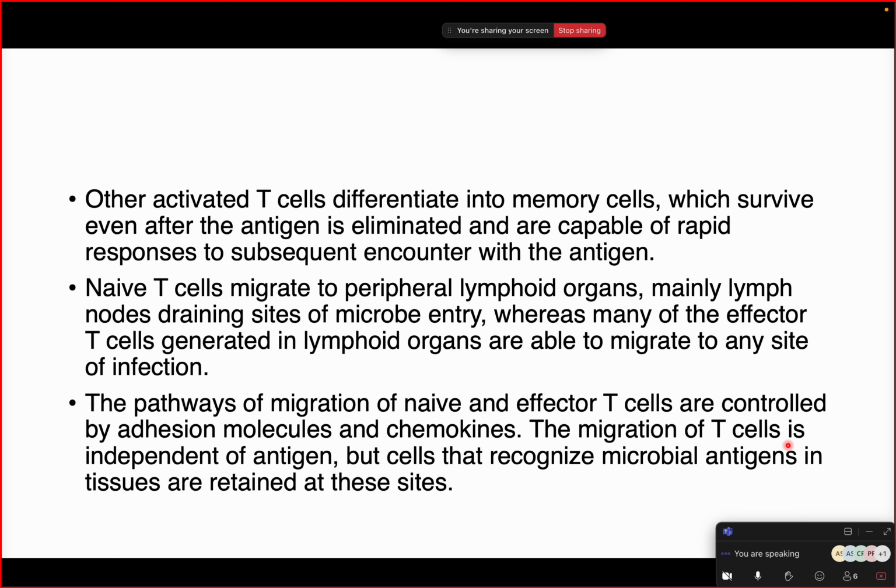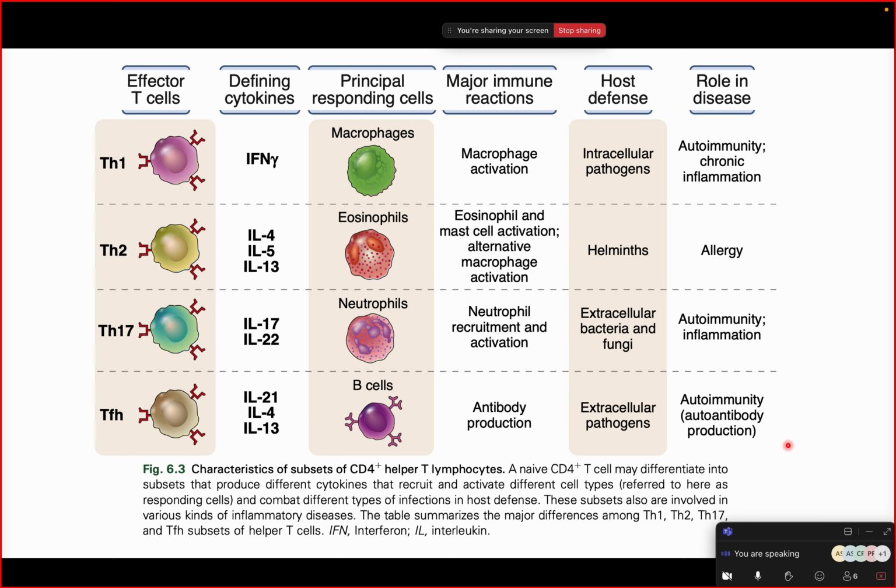Naive T cells migrate to peripheral lymphoid organs, mainly lymph nodes, draining sites of microbe entry, whereas many of the effector T cells generated in lymphoid organs are able to migrate to any site of infection. The pathways of migration of naive and effector T cells are controlled by adhesion molecules and chemokines. The migration of T cells is independent of antigen, but cells that recognize microbial antigen in tissue are retained in these sites.